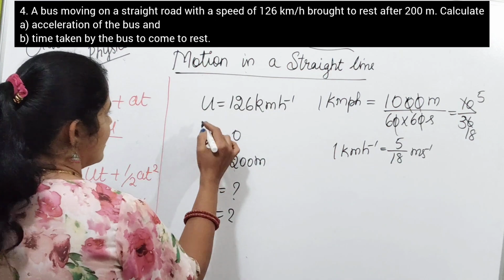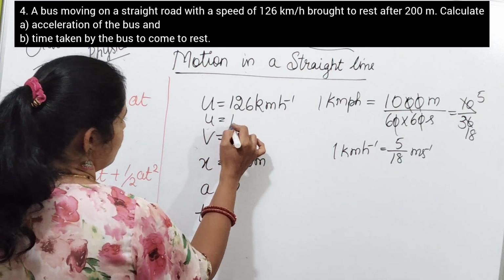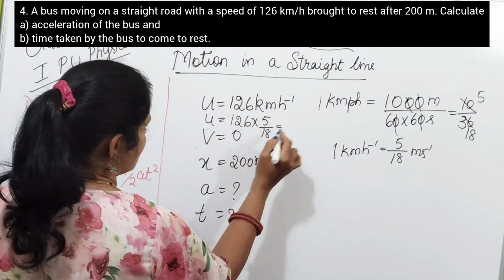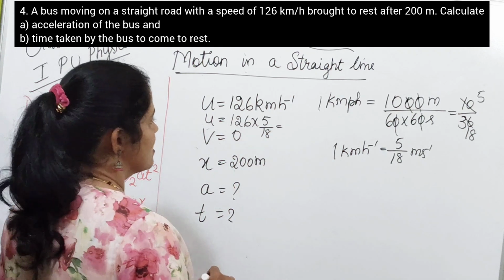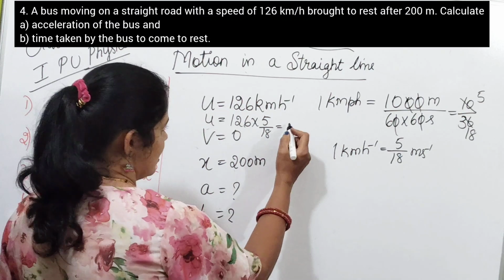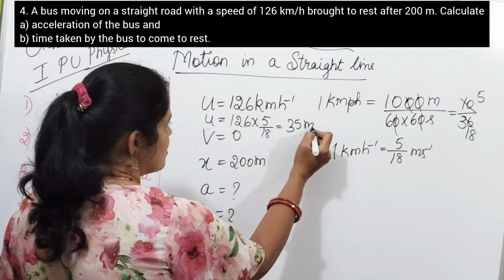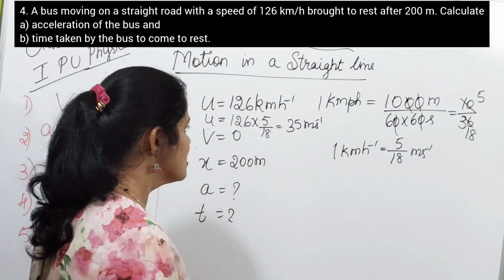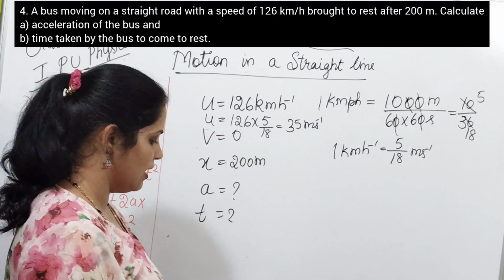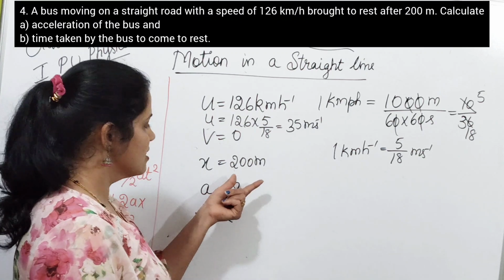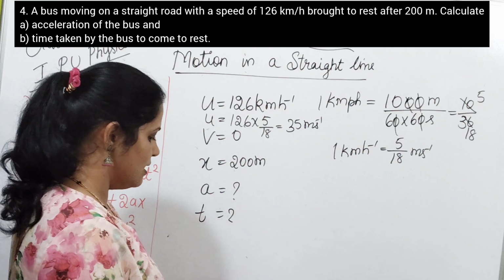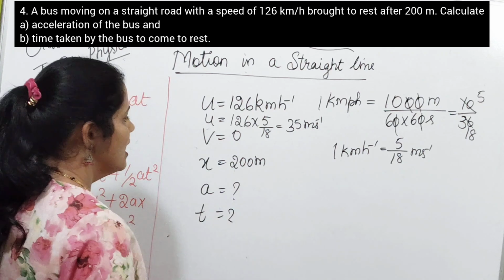So after writing the given data, you have to convert this into meter per second like this. 126 into 5 by 18. Solving, you will get 35 meter per second. So the question is, a bus is moving on a straight road with a speed of 126 km per hour and is brought to rest after traveling 200 meter. Calculate acceleration and time taken by the bus to come to rest.